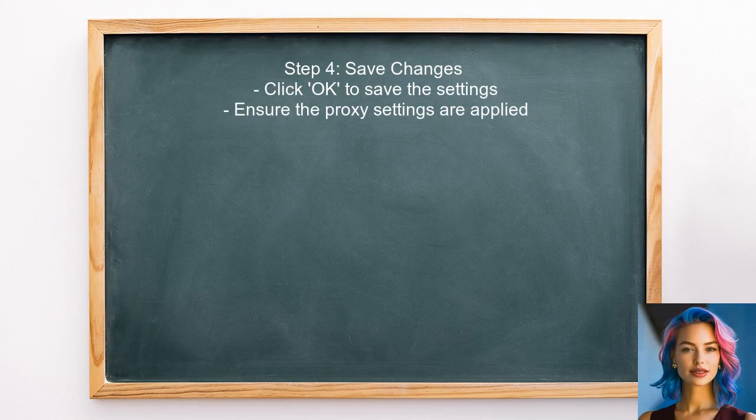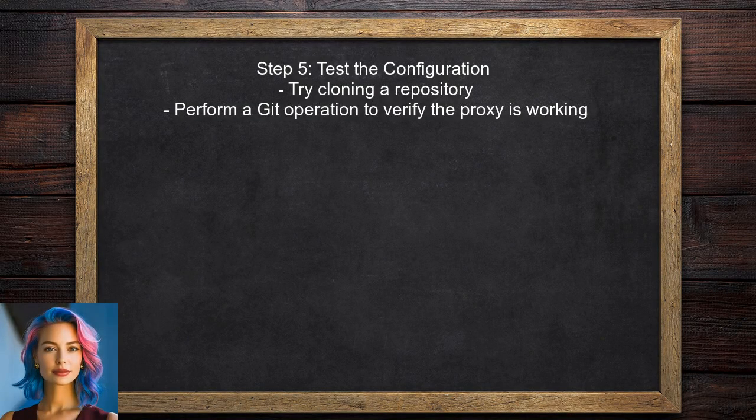After entering the proxy details, the user should save the changes. This will ensure that Visual Studio uses the specified proxy for Git operations. Finally, the user can test the configuration by trying to clone a repository or perform a Git operation in Visual Studio.